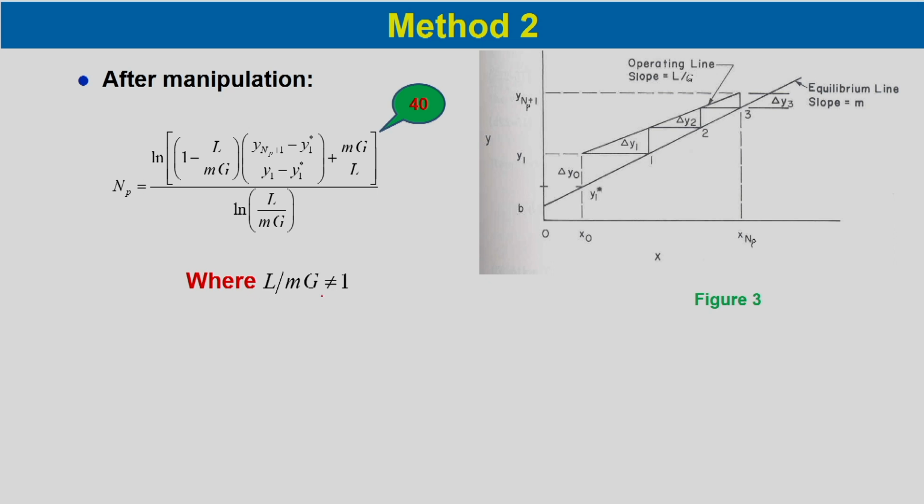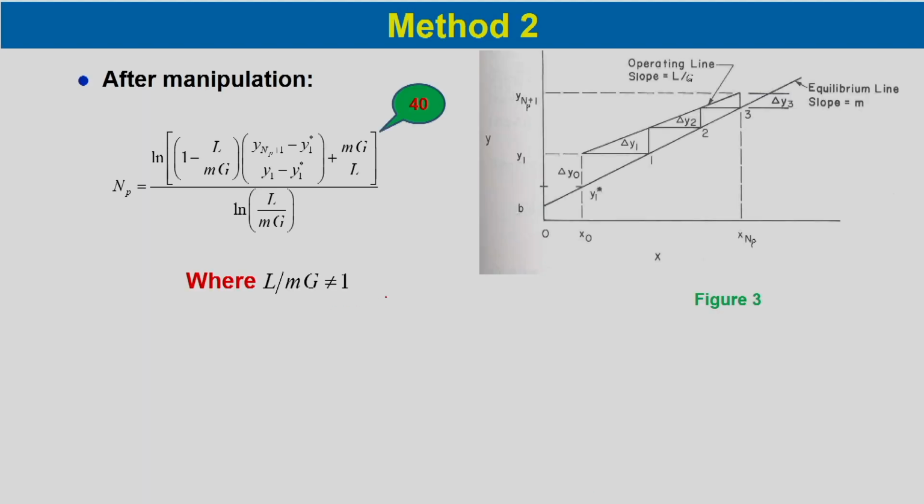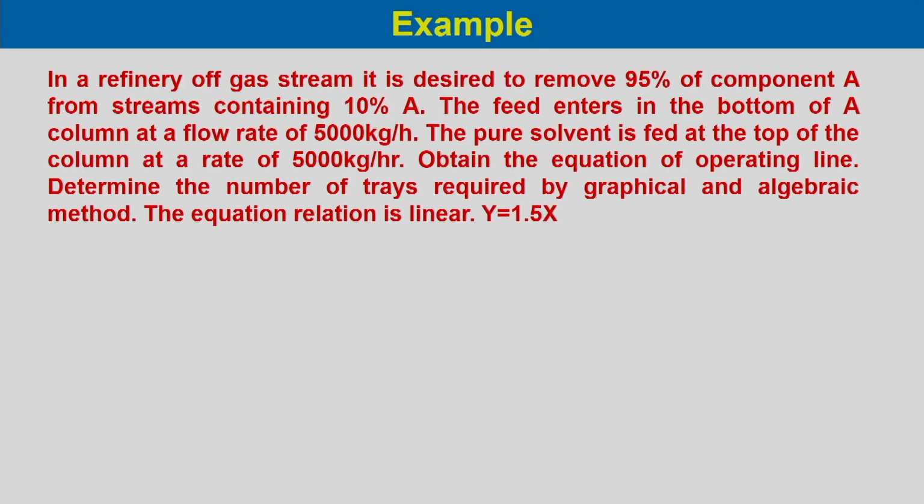Now, L by mg, which is the absorption factor, is not equal to 1 in this case. So, this is a variable absorption factor where L by mg is not equal to 1. In this case we can obtain this equation. Now, let us take an example of how to calculate the number of stages analytically using the Kremser equation.